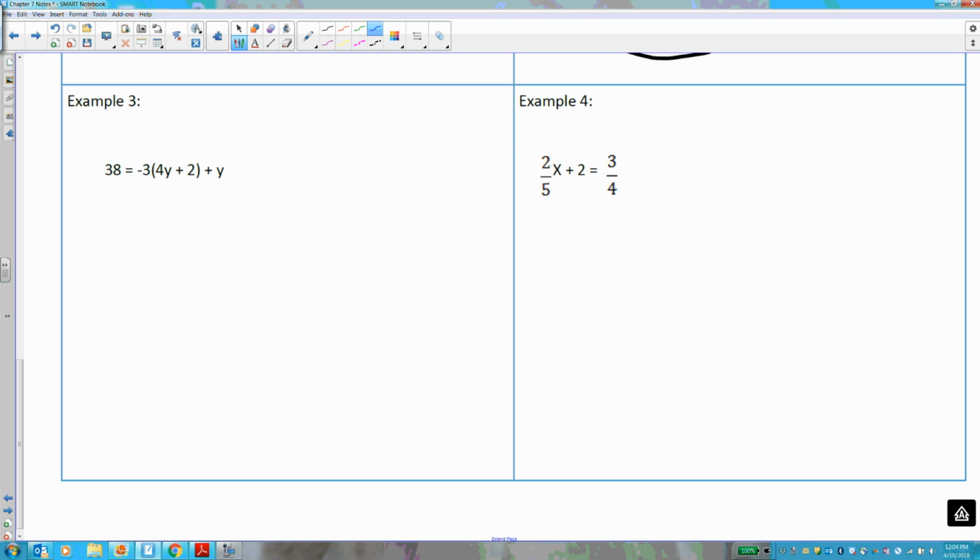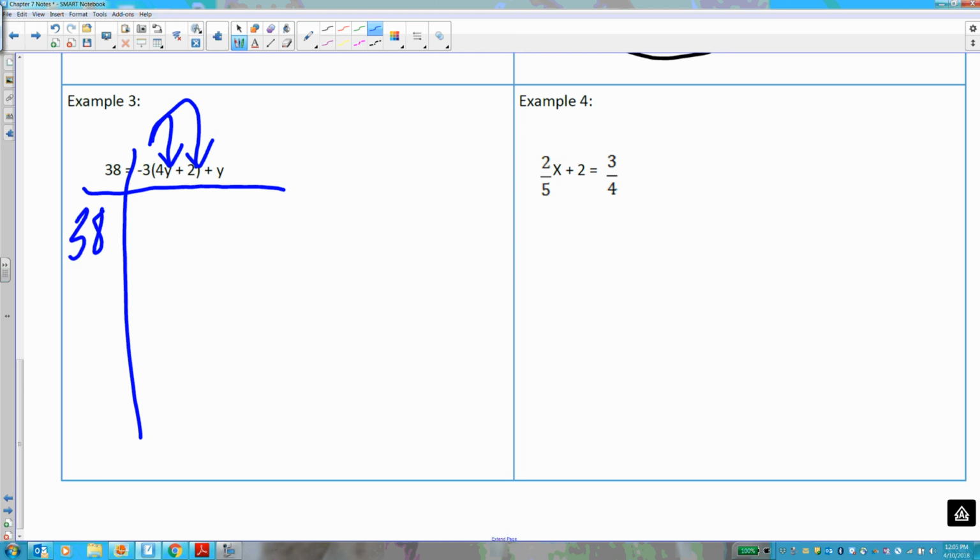All right, so here we go. We have 38 equals negative 3 times 4y plus 2 plus y. So draw your balance bar. I'm going to distribute because I got to get rid of these parentheses. I can't work with these parentheses. So I'm going to distribute the negative 3 to only the stuff inside the parentheses. Don't do it to this y. It's not inside the parentheses.